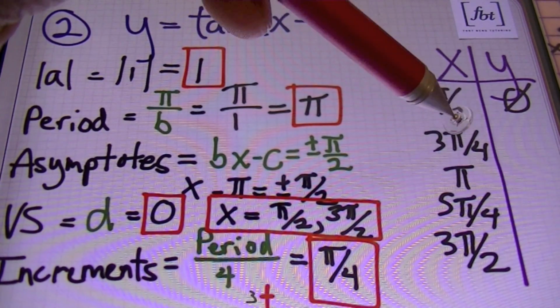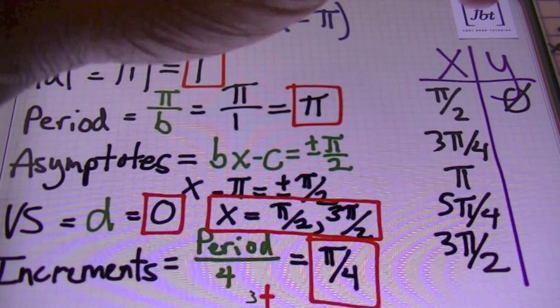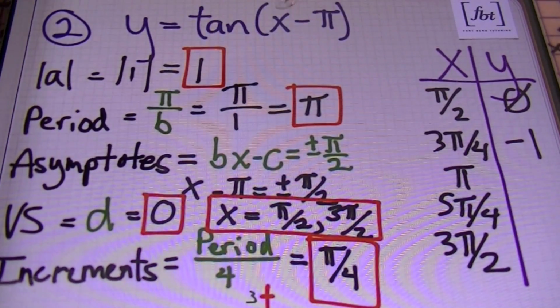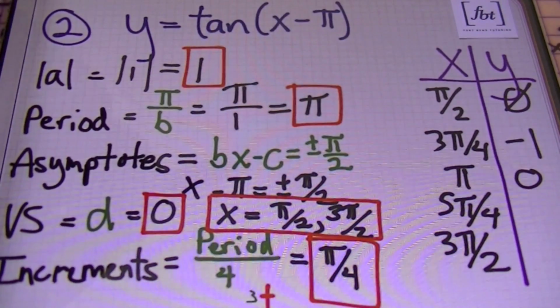When I plug in 3 pi over 4, 3 pi over 4 minus pi gives me a value of negative pi over 4. Well, negative pi over 4, ladies and gentlemen, is negative 45 degrees, which is 315 degrees. At 315 degrees, your tan value is negative 1. Plugging in pi into the original function, we have tan of pi minus pi, which is going to be tan of 0. At 0, your tan value is 0.